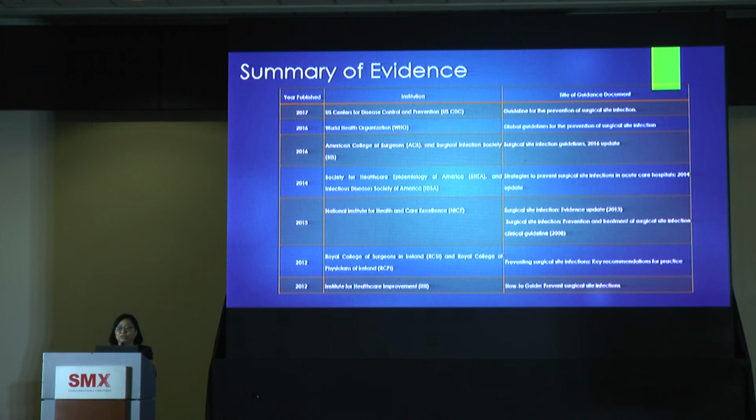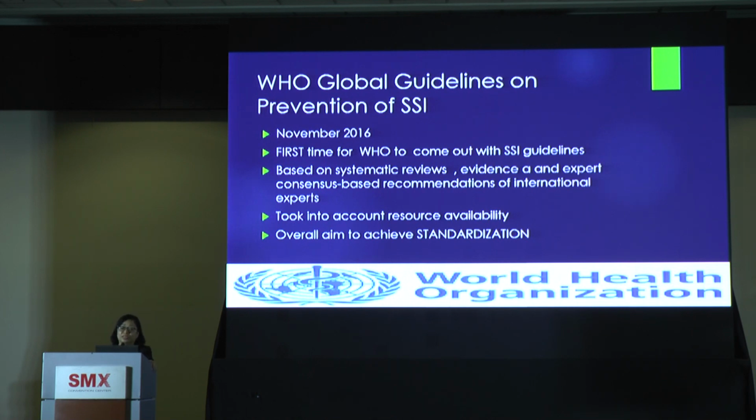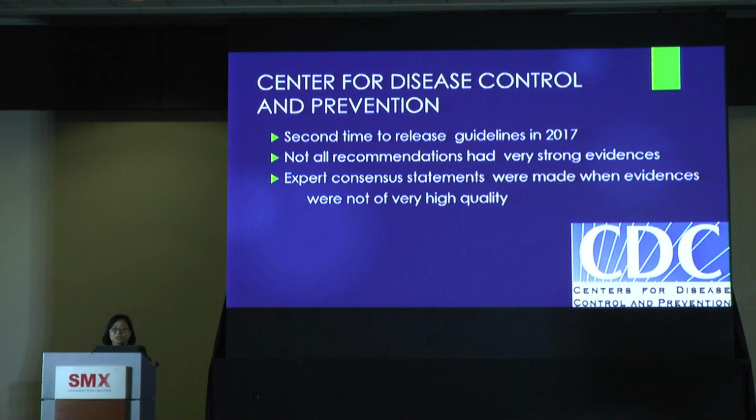But the most important guidelines came out in 2016, the most awaited guideline. The WHO came out with global guidelines on the prevention of SSIs, and they were based on systematic reviews and expert consensus. A lot of times there was not so much good, grade A evidence, but a lot of the recommendations were consensus-based, depending on the opinions of experts in the international field. They also took into account, and they were very specific about this, resource availability, because the WHO works not just with first world countries, but also with Africa. So they had to make the balance. What is the most doable and achievable, taking into account availability of resources, but again, the overall aim was standardization of procedures.